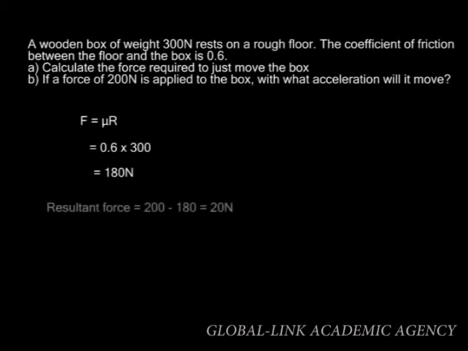B. The resultant force is equal to 200 newtons, the applied force, minus the force required to overcome static friction, which gives us 20 newtons. So we shall have, from F is equal to ma, 20 newtons is equal to 30a. a is equal to 20 over 30, and it's equal to 0.67 meters per second squared.